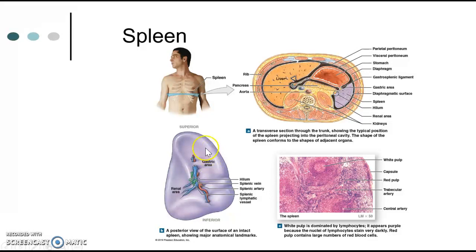So any type of blood attack from a pathogen is going to get recognized by the spleen, and it's going to start activating your adaptive immune response to go after those pathogens.